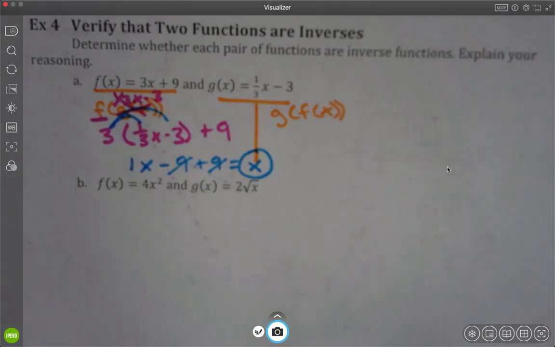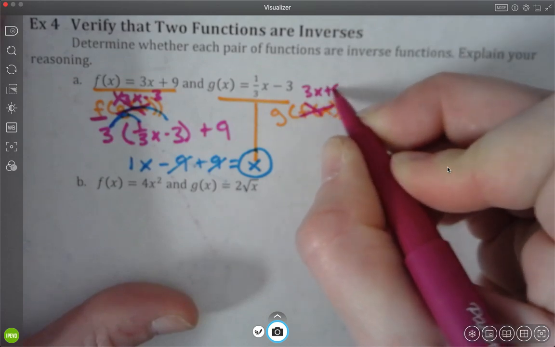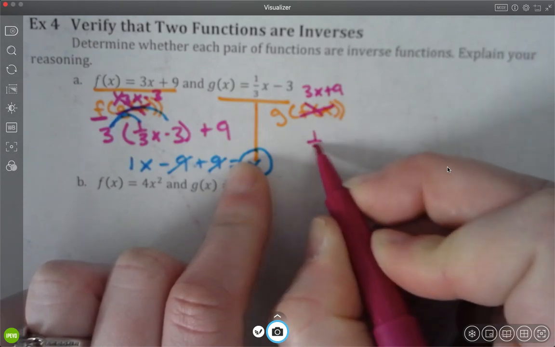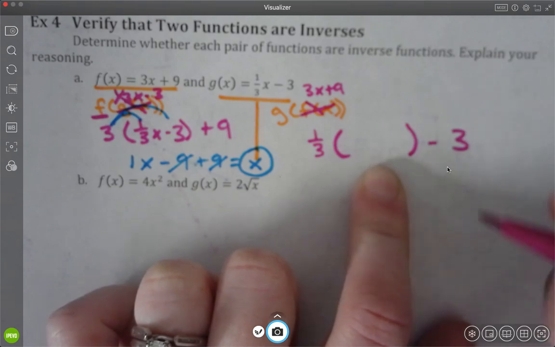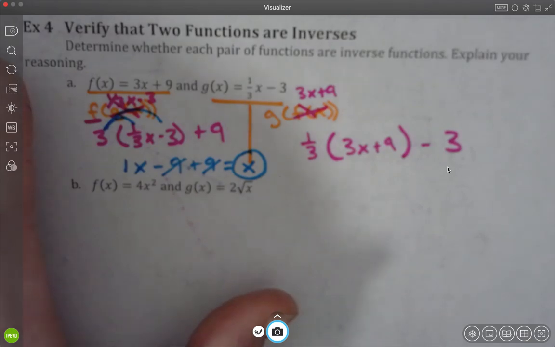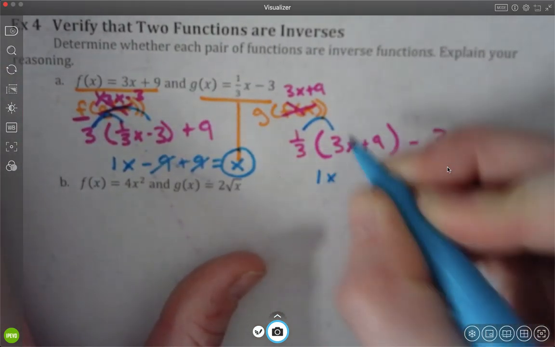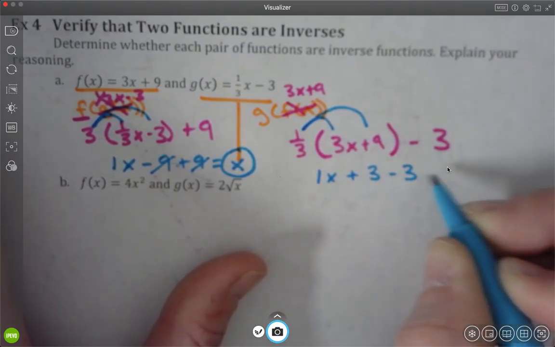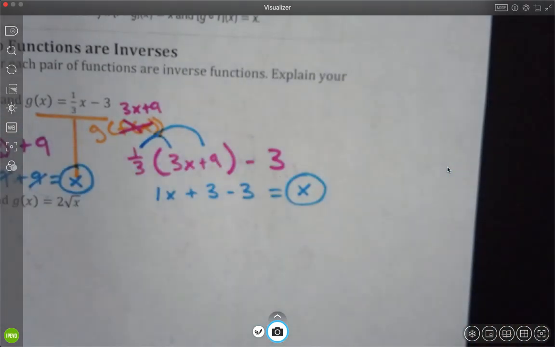G composed of f of x. All right, so f is the inside part. F was 3x plus 9. That's what I'm going to stick inside of G. G was originally 1/3 x minus 3, but the x is going to now become the f part, 3x plus 9. 1/3 times 3x is 1x. 1/3 times 9 is 3. 3 minus 3 comes out to be x. Those two both come out to be x's.